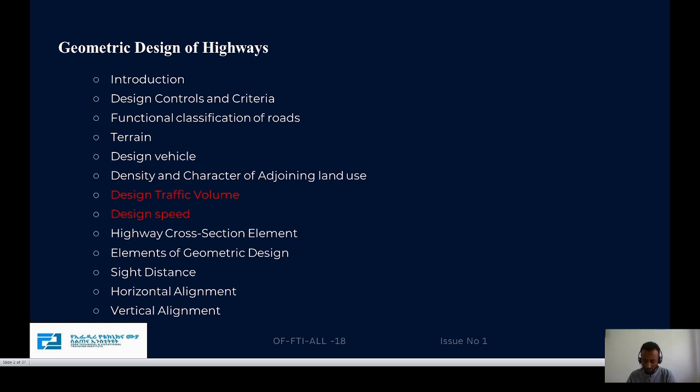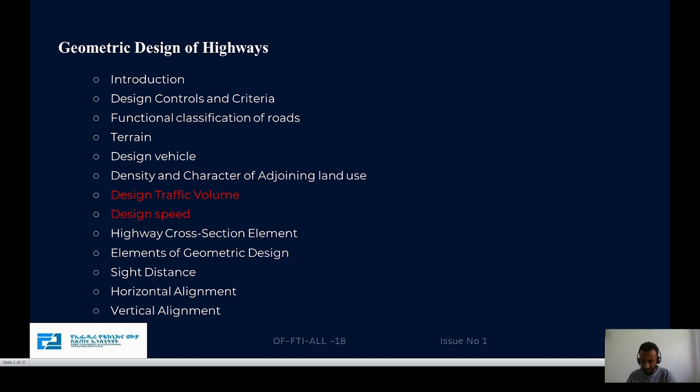ERA divides roads into 5 major functional classifications. The first is trunk road, second link road, then main access road, collector, and lastly feeder roads. We also dealt with terrain, depending upon the Ethiopian Roads Authority manuals. Terrain is classified into 4 major groups.